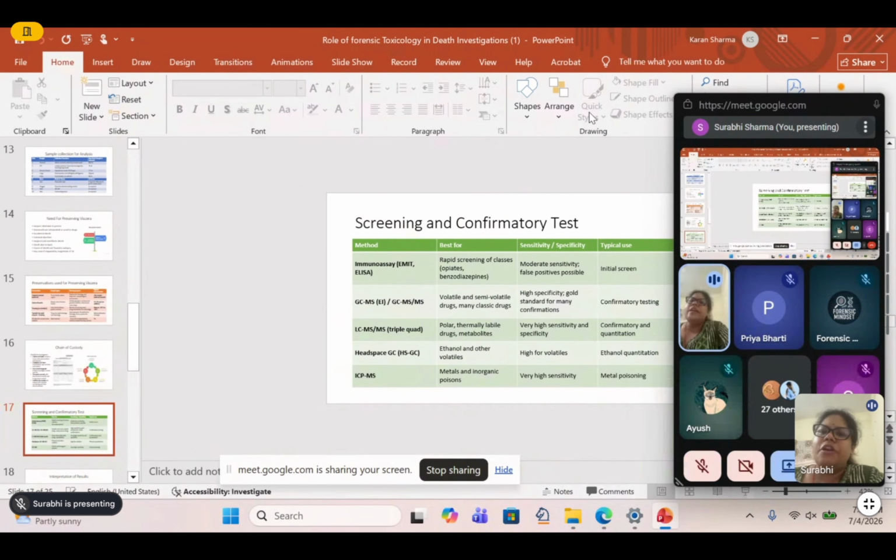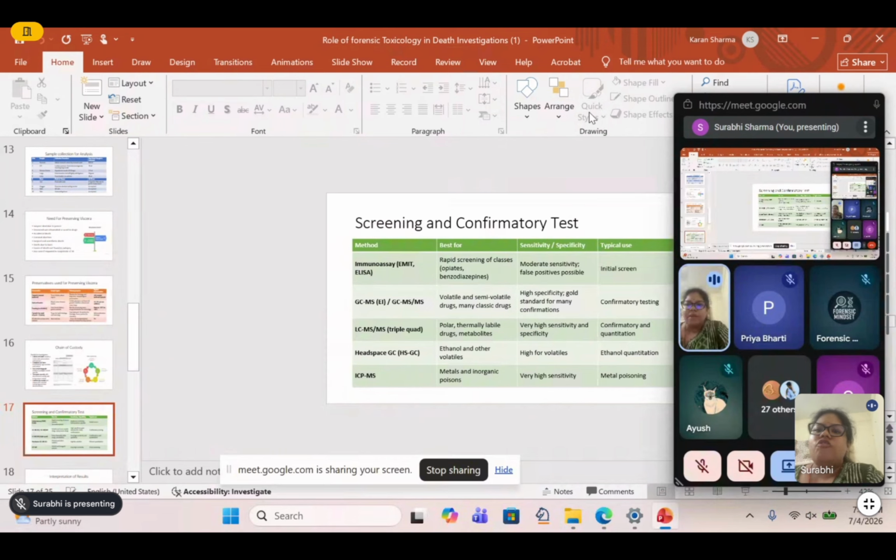Then screening and confirmatory tests of all the exhibits. The first one is immunoassay, in which we have ELISA or EMIT. It is used for screening of opiates, benzodiazepine. For sensitivity and specificity, it is moderately sensitive to all these particular drugs, and it may be possible that false positive results may be given. So it is used as an initial screen only.